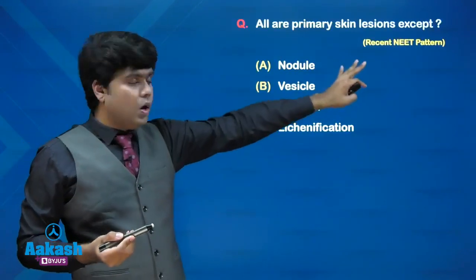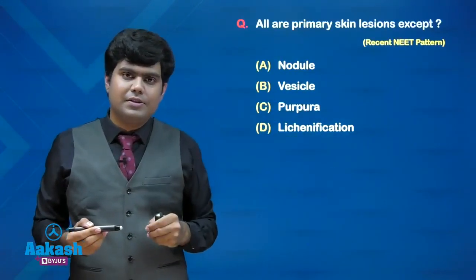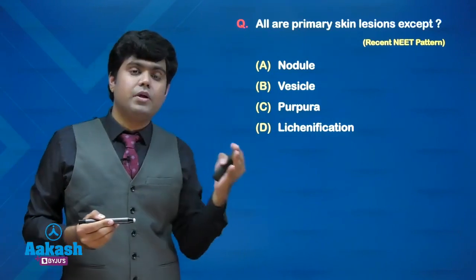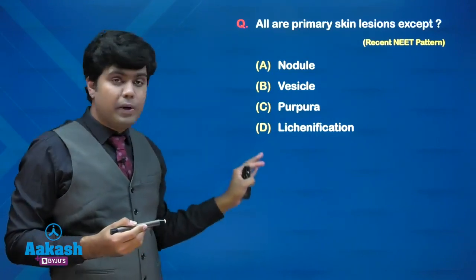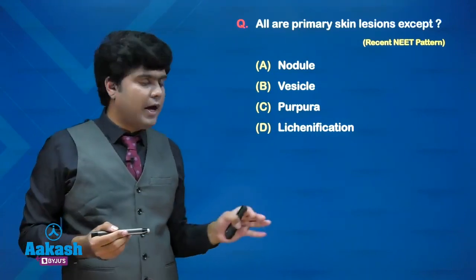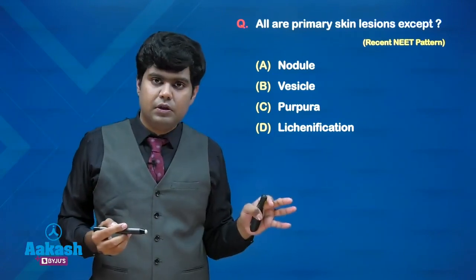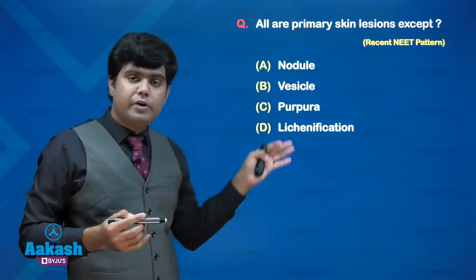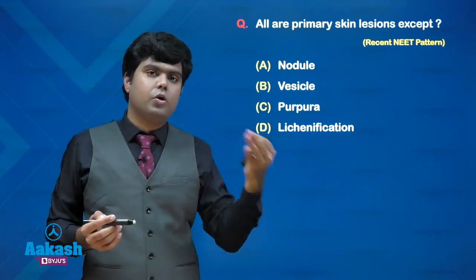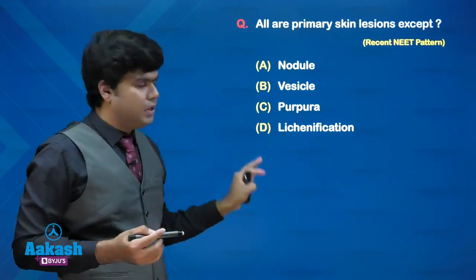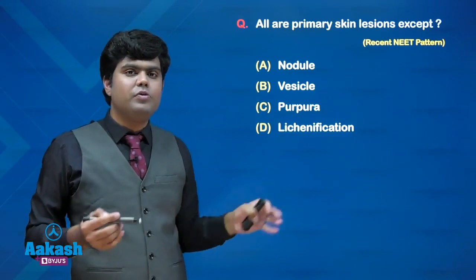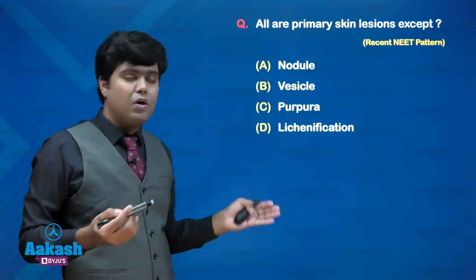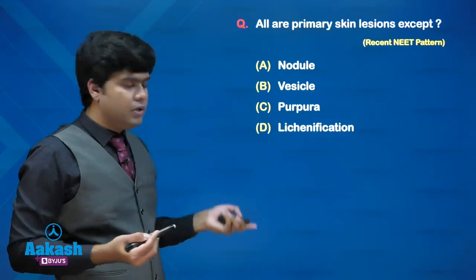Alright. All are primary skin lesions except. So this is a question of basic dermatology. It's very simple, but at the time of exam when you have 19 subjects, a lot of topics, and you have to jump from one topic of one subject to another topic of another subject, it might become confusing and you can make a silly mistake. So here again the mnemonics will be helpful. So what is the answer here?